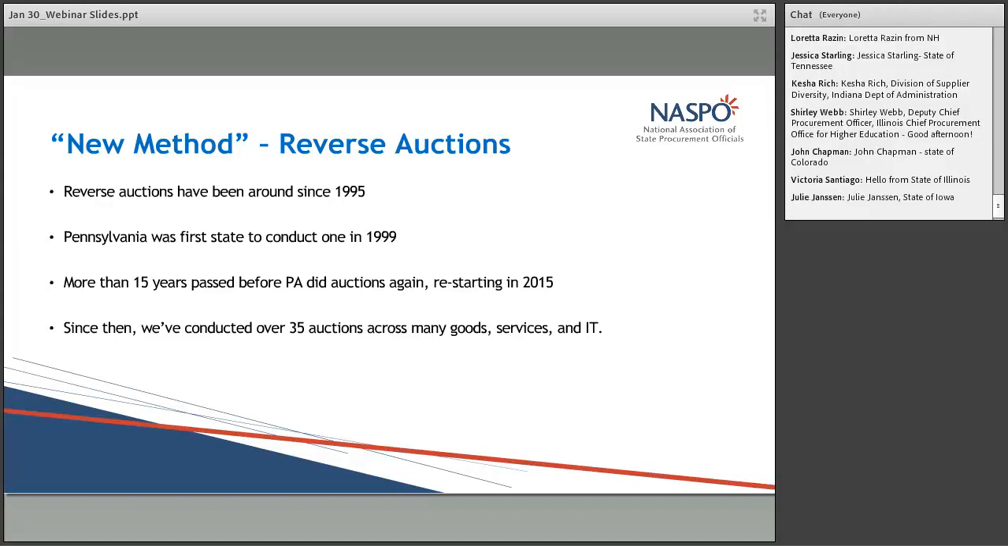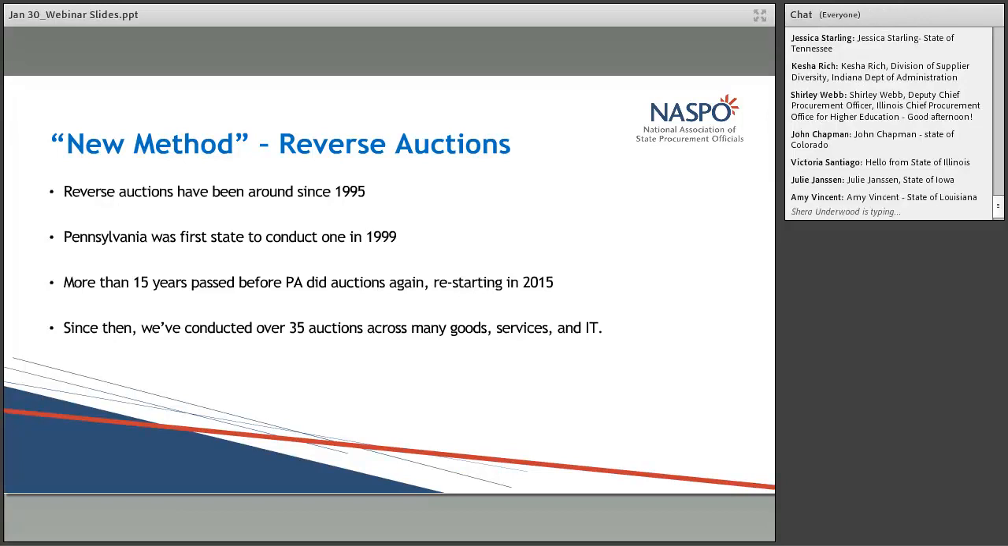So starting with auctions, reverse auctions have been around for over 20 years. The first ones were conducted in 1995 by a company called Free Markets, which, as you heard in my bio, is a company where I used to work, which was purchased by Ariba, and then Ariba was purchased by SAP. So I'm sure that most of the folks on the phone are familiar with SAP. So Pennsylvania was actually the very first state government to do an auction, and they did that in 1999 through Free Markets.